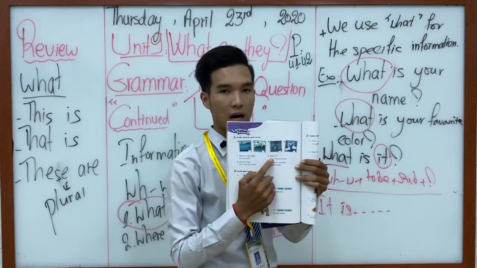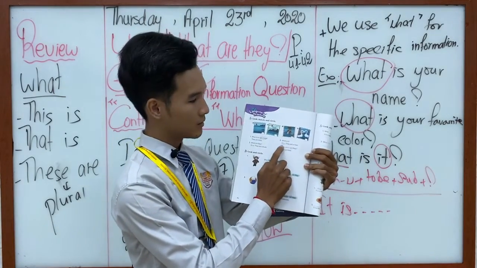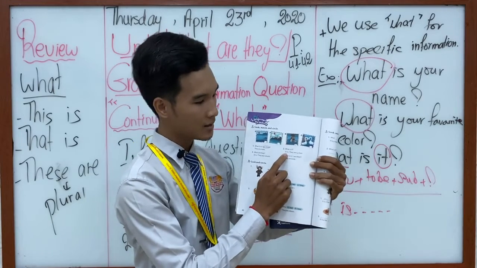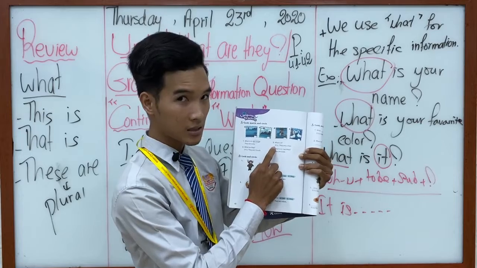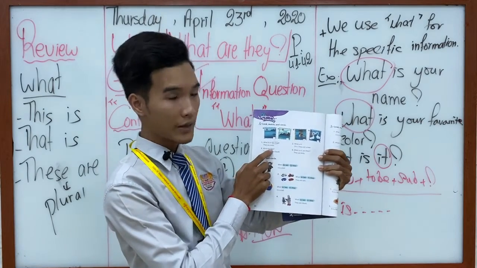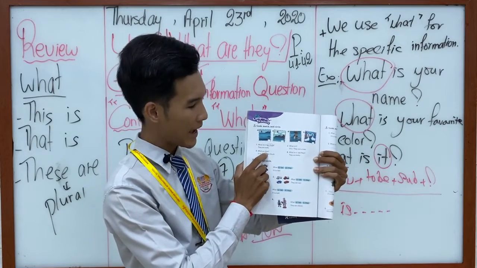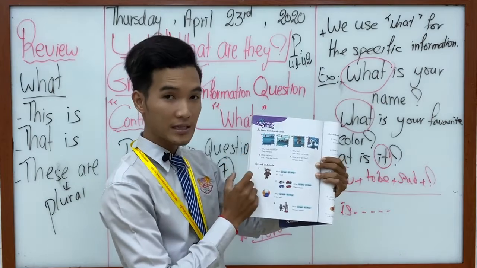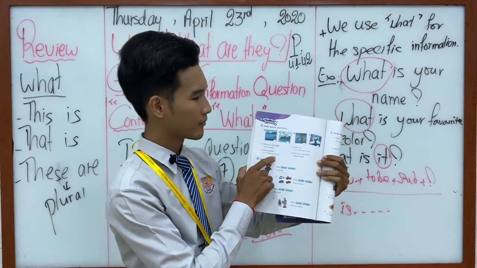So now move on to our exercise. What is it? Number 2, what is it? So we need to answer it is or they are. Very good, it is. It is a river. Okay, number 3, what are they? So again, WH word, to be and subject. So we need to answer. Very good, they are clouds.